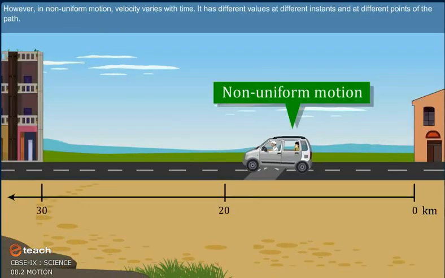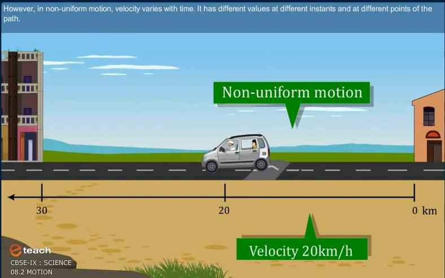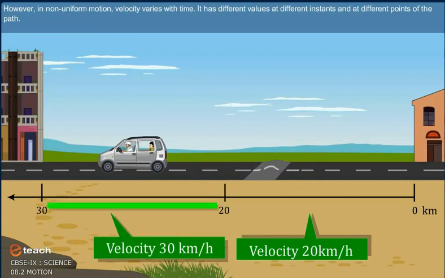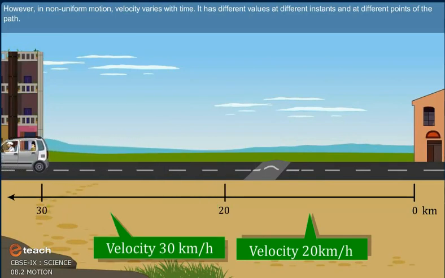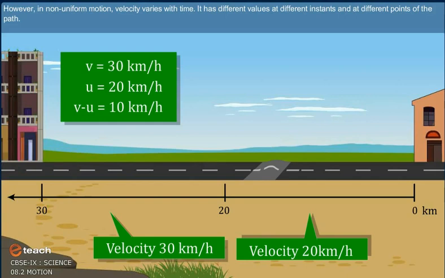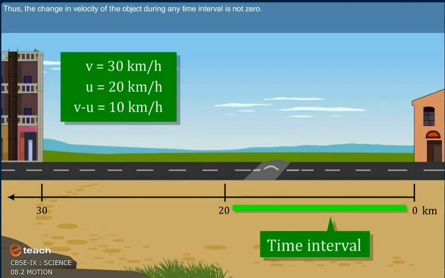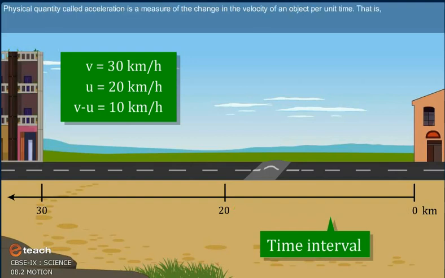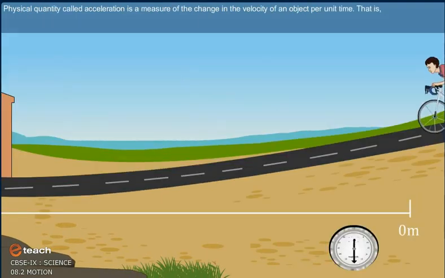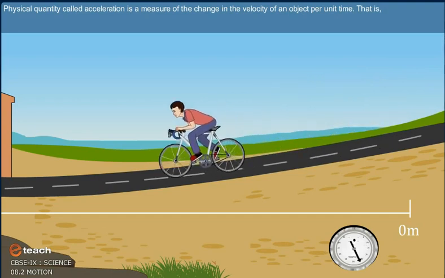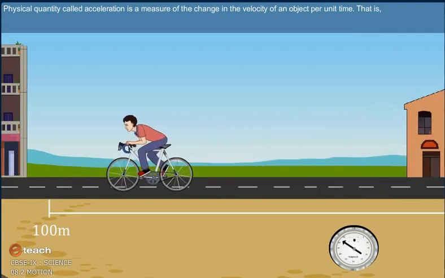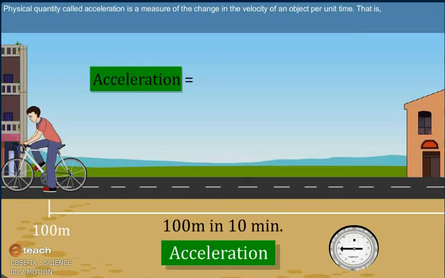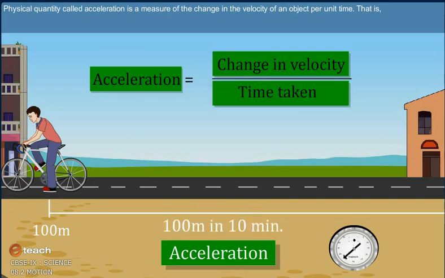However, in non-uniform motion, velocity varies with time. It has different values at different instants and at different points of the path. Thus, the change in velocity of the object during any time interval is not 0. The physical quantity called acceleration is a measure of the change in the velocity of an object per unit time. That is, acceleration is equal to change in velocity divided by time taken.